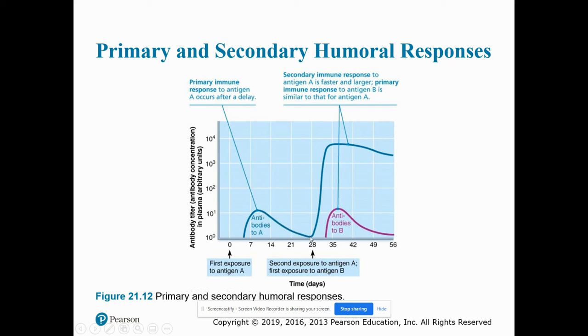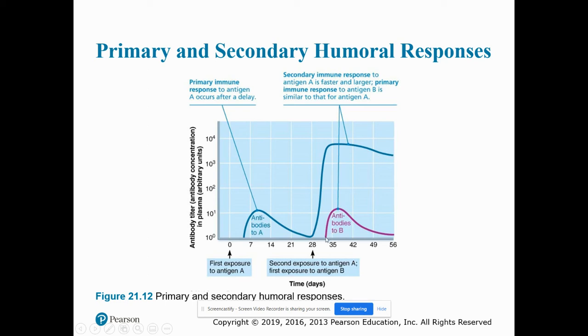Okay. This is a second exposure to antigen A. This is what we were talking about. First exposure to antigen A, second exposure to antigen A. And you can see it's almost immediate. It goes right up, up, up, up, much, much higher. And then the levels do not drop off as rapidly as they did after the primary response.